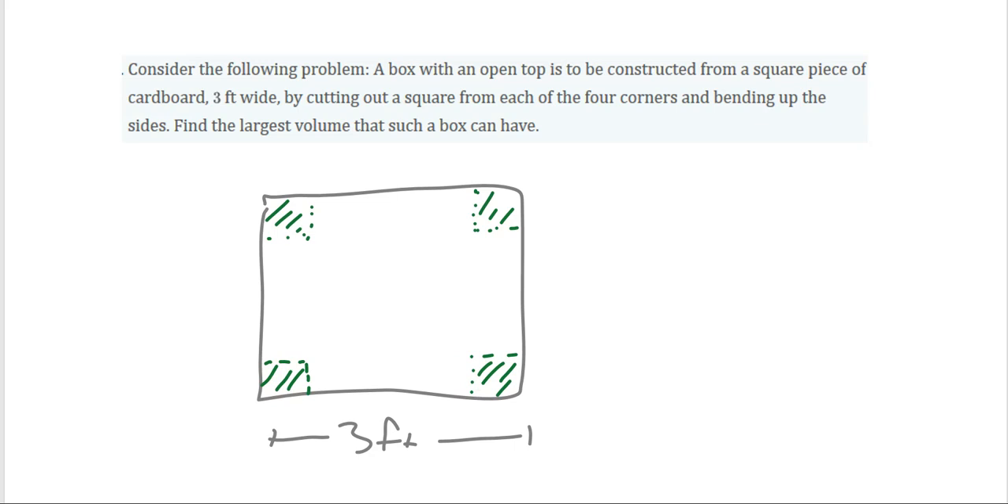Okay, and then we're going to fold up the sides. Now, grab a piece of paper and do this. Just tear the corners off, fold up the sides, and see what happens. Okay? So I don't know what size square that is, so I'm going to call each side of that x. Okay. Now, let's see. I want to find the largest volume. So how do you find the volume of the box? A volume is a length times a width times a height.